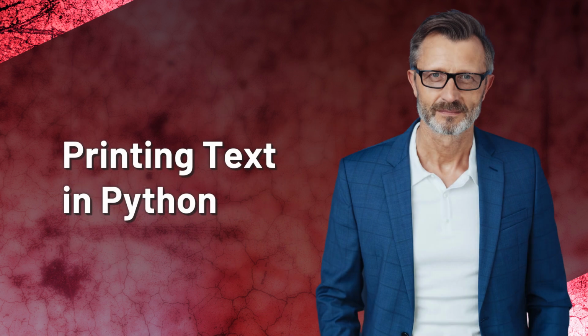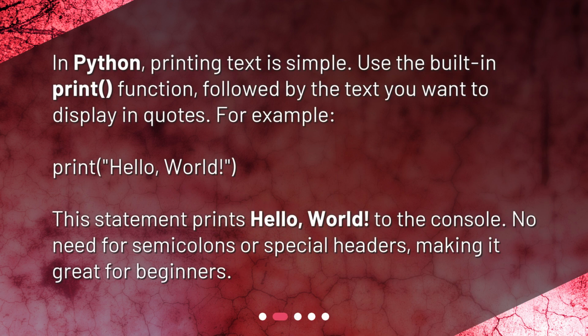Printing text in Python. In Python, printing text is simple. Use the built-in print function followed by the text you want to display in quotes. For example, print("Hello, World!"). This statement prints Hello, World! to the console. No need for semicolons or special headers, making it great for beginners.